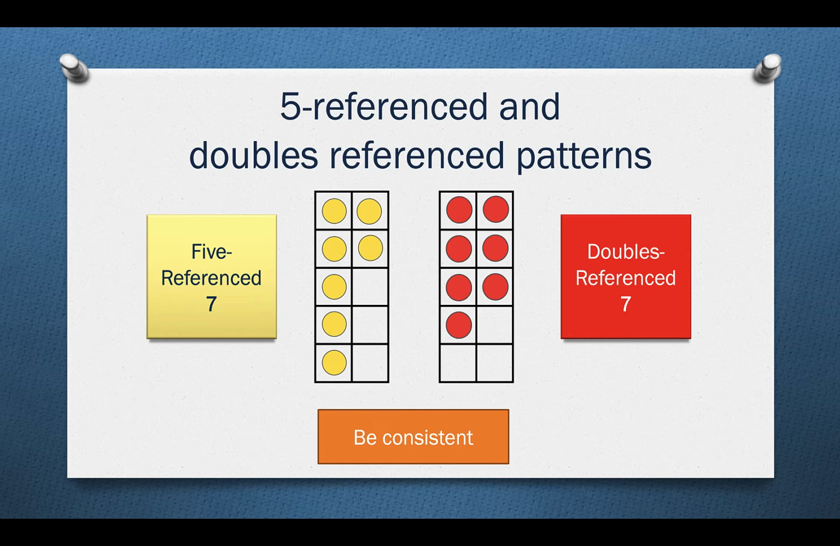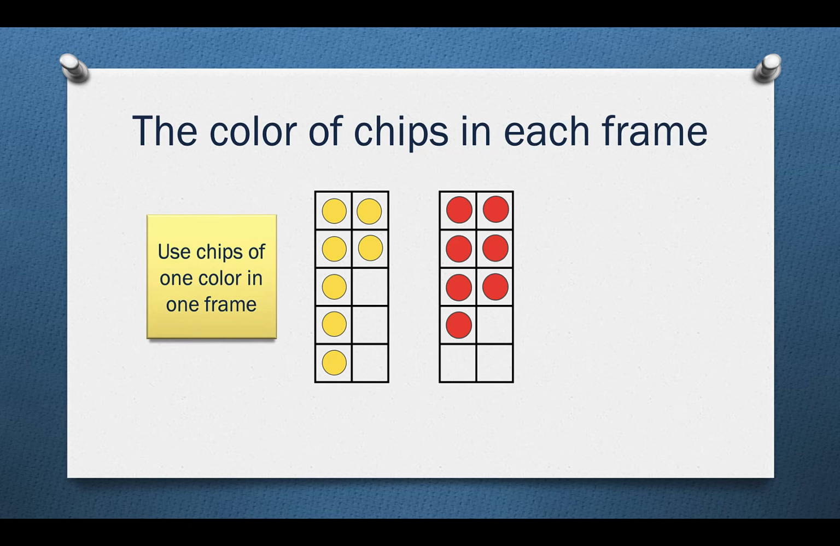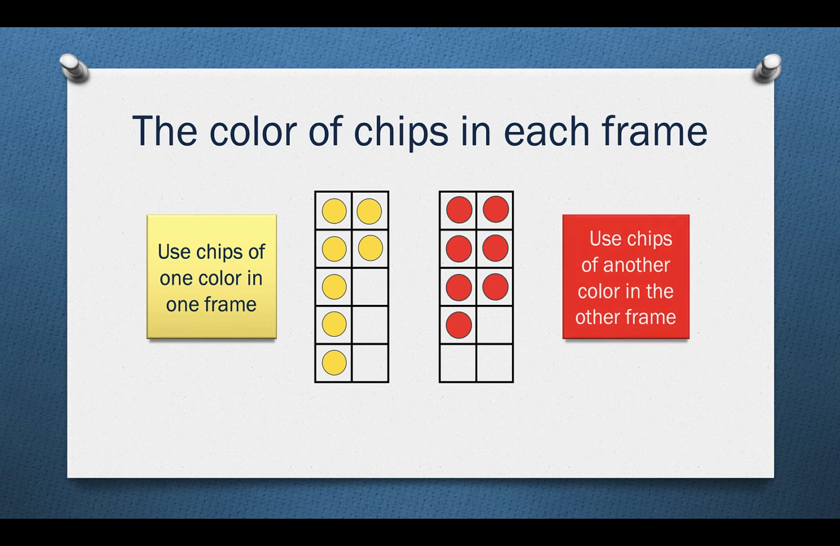Another important detail is about the colors of the chips you use. Again, remembering that one purpose is to promote the development of number relationships to 20, it is essential that the chips in the 2 frames show up as distinct quantities.